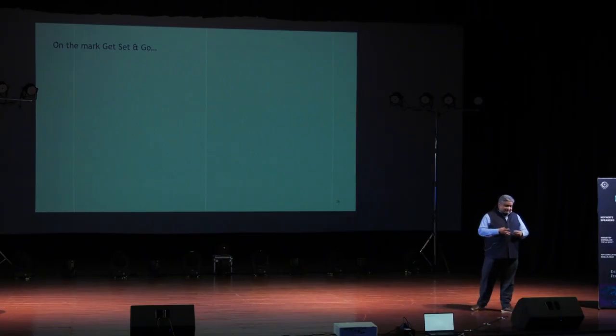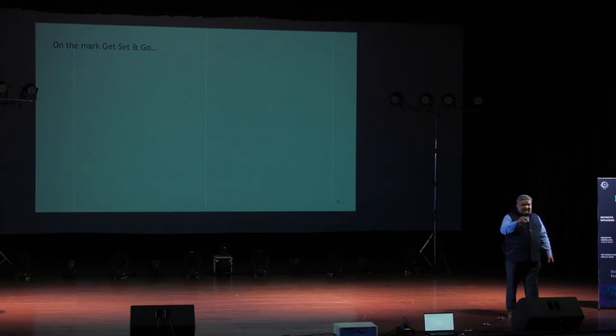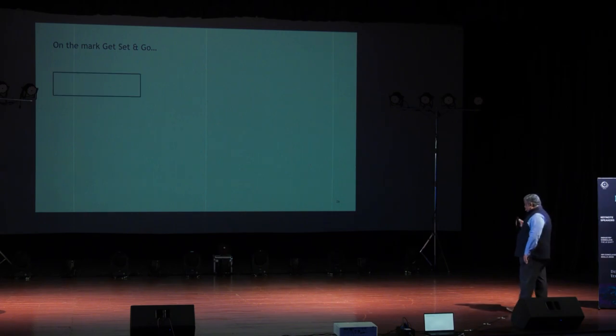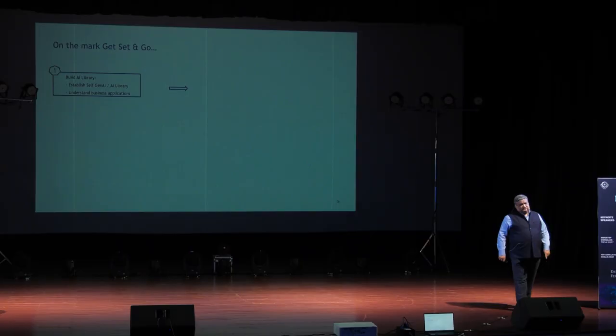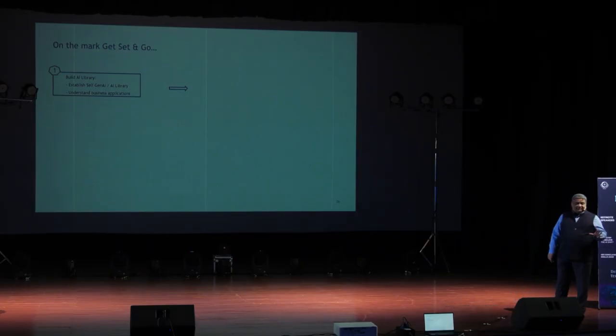Okay, now what's the recipe? What's my take from this? What should you do in the next, let's say, three months? So I've created a small four-step approach for you. First, build an AI library. Establish your own Gen AI library. Understand business applications of it. Do this yourself, for your good, for your preparation.